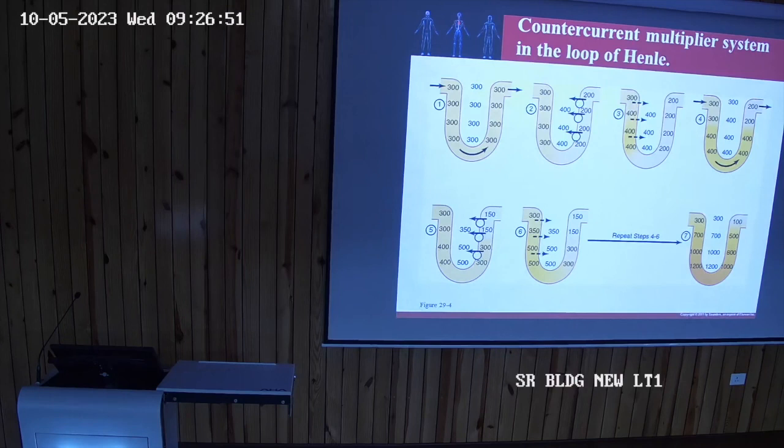When we are dealing with the vasa recta, it becomes counter current multiplier exchanger system. Clear? So question अगर आपका आएगा केवल counter current multiplier, this is the thing which we have to write. If it has been asked counter current multiplier exchanger, then another picture will come.